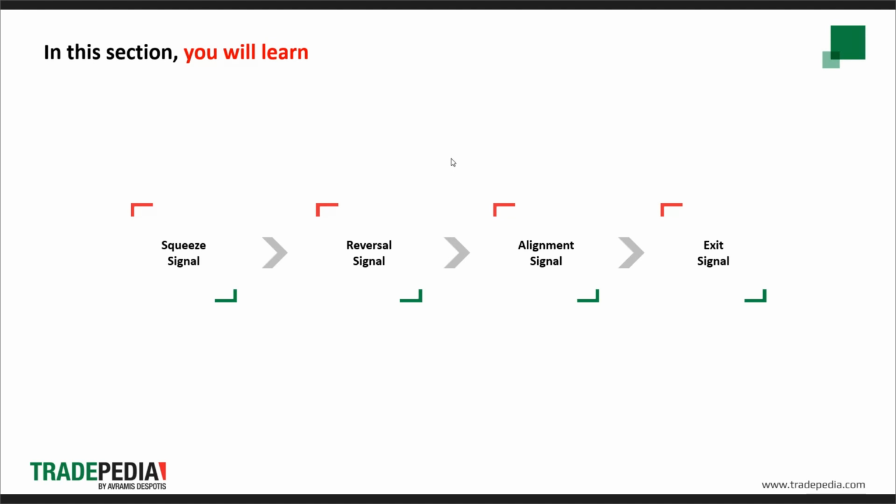All right, after going through all the indicators, now we take a look at how we use those indicators in different price actions. Over here we shall see some squeeze signals, reversal signals, alignment signals, as well as exit signals to exit your position.